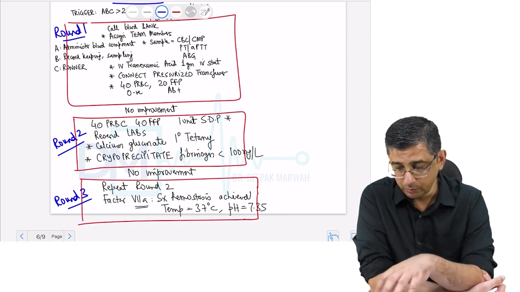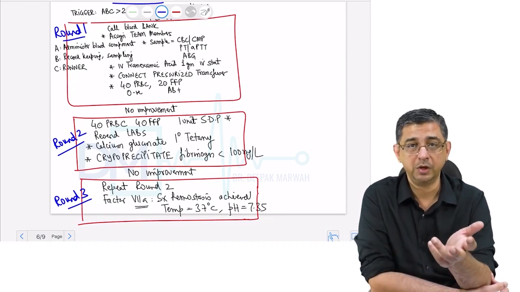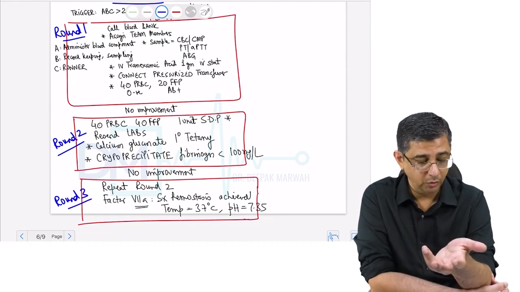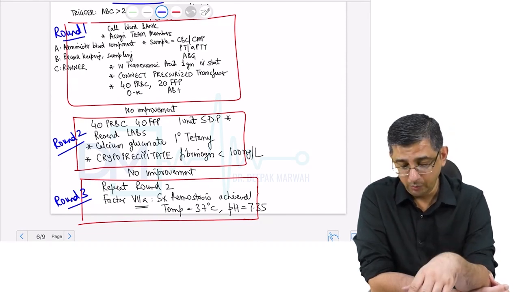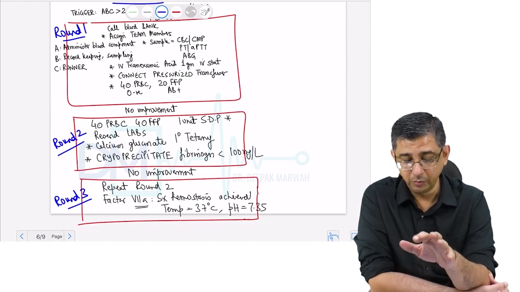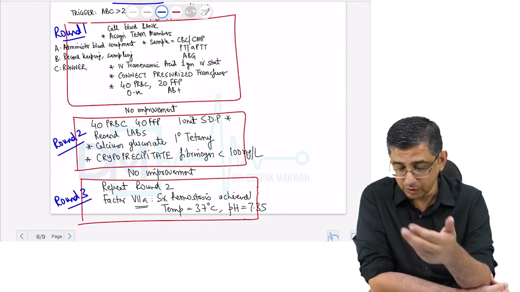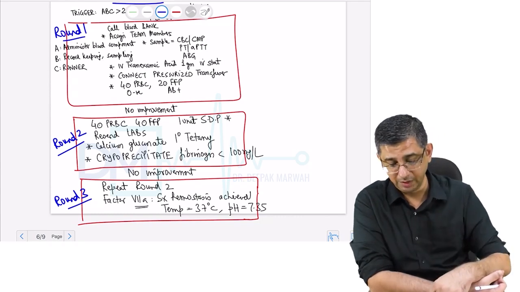This is the usual protocol which is recommended in most hospitals for management, and obviously there are local variations of the same also, but I would like you to remember at least this component so that when they ask you regarding the sequence, you should be able to answer it in the exam.